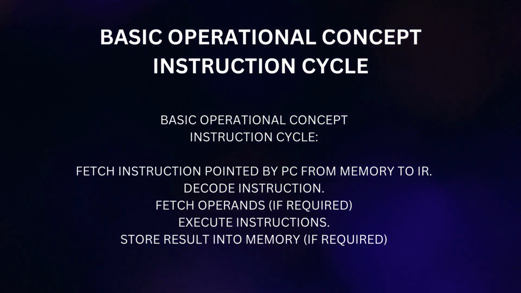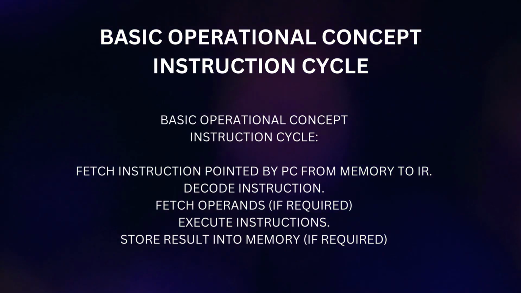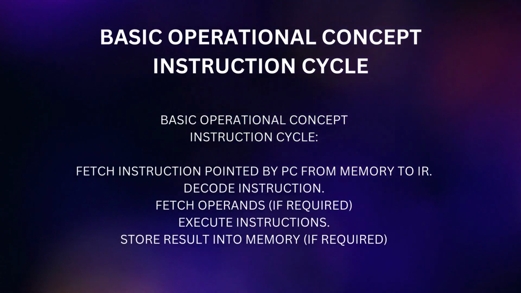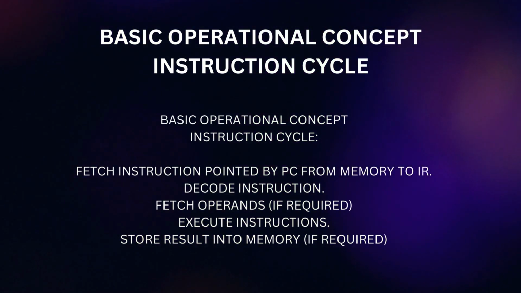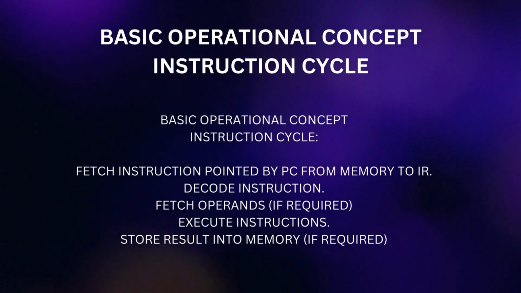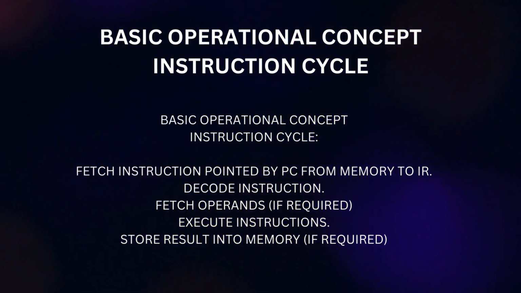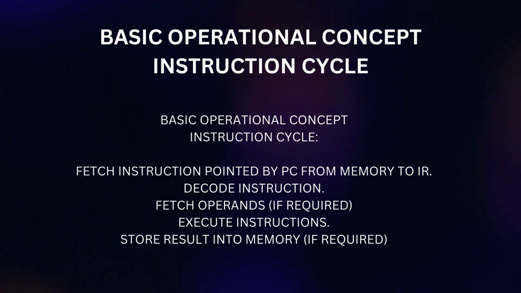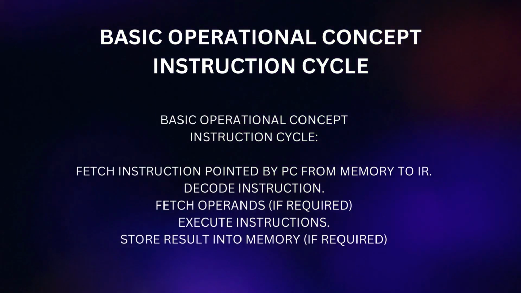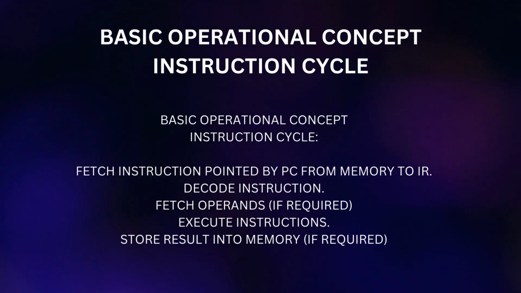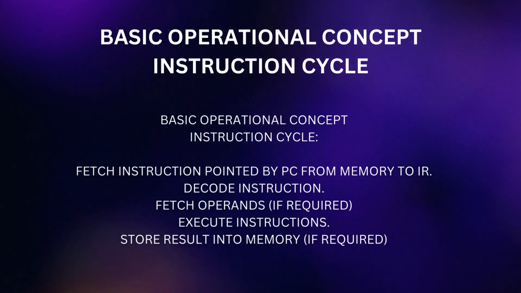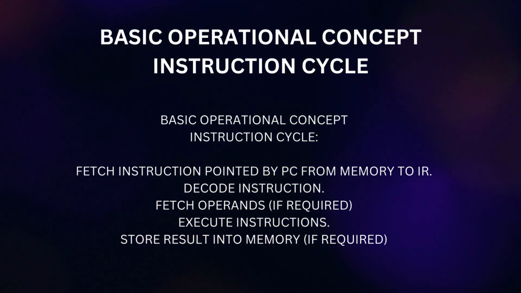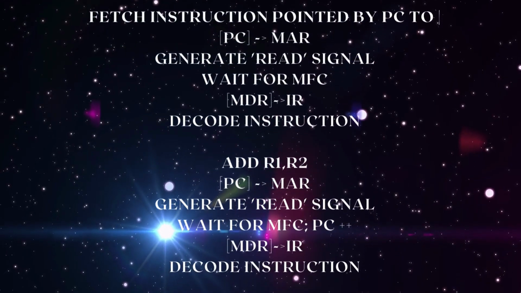Now, if our operation says that we have to perform a particular operation on the content of two registers, we will not need to fetch the operands from the memory, as they are present in the CPU in the registers themselves. Next, we will execute the instruction and finally we will store the results in memory if required. If not, then we will store them in the register itself.